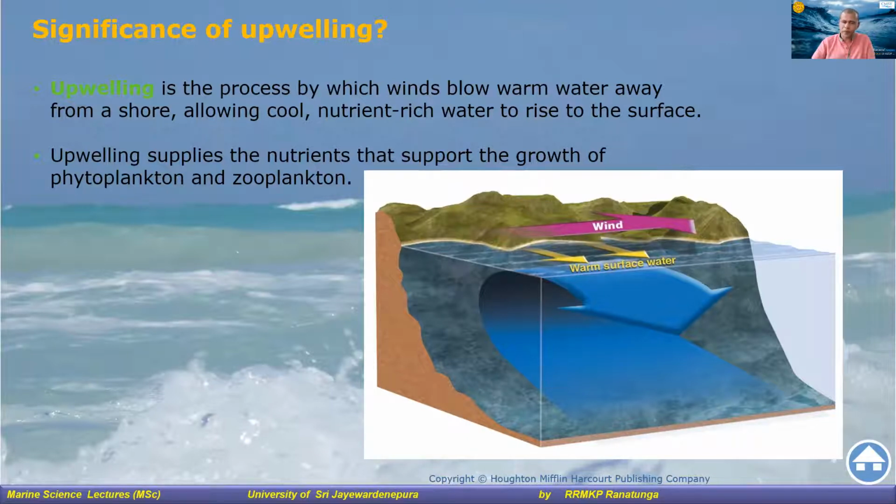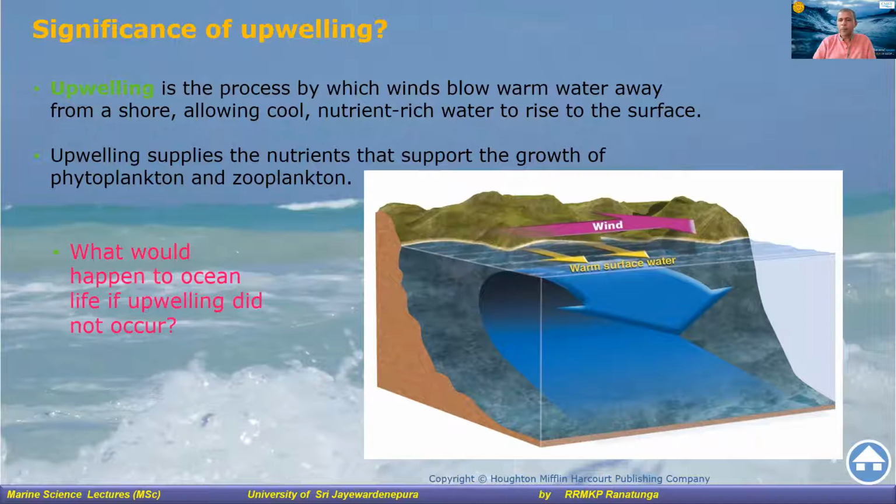So these coastal upwellings are very important. Any areas with coastal upwelling are usually very productive. These ecosystems will be extremely productive compared to other areas. Right? So upwelling is very important.